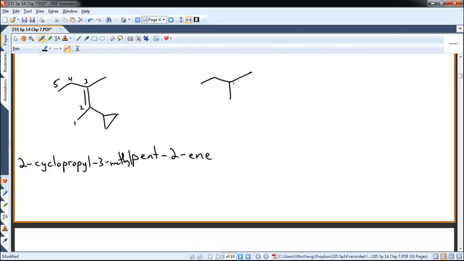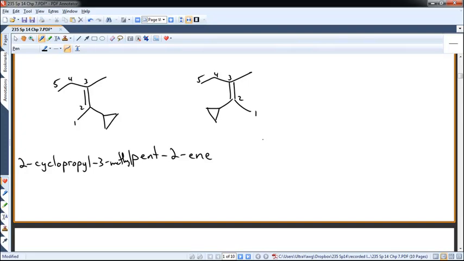However, if I just give you this name, 2-cyclopropyl, 3-methyl pent-2-ene, you could draw this structure, or you could also draw this structure, right? Because that would be 1, 2, 3, 4, 5, 3-methyl, 2-cyclopropyl, pent-2-ene. But these are not the same as each other, right? There's no way I could take this molecule, pick it up, flip it over, rotate it, do whatever, such that it completely overlaps with this molecule. These are 2 separate structures, 2 separate molecules.